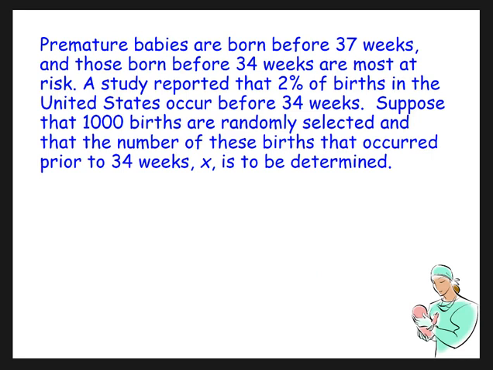So let's say here, premature babies are those born before 37 weeks, and those born before 34 weeks are most at risk. A study reported that 2% of births in the United States occur before 34 weeks. Suppose that 1,000 births are randomly selected and that the number of these births that occurred prior to 34 weeks, X, is to be determined. So here n is 1,000 and p is 0.02. Now being premature is not necessarily a successful thing in nature, but we're calling that our success for our calculation purposes here.